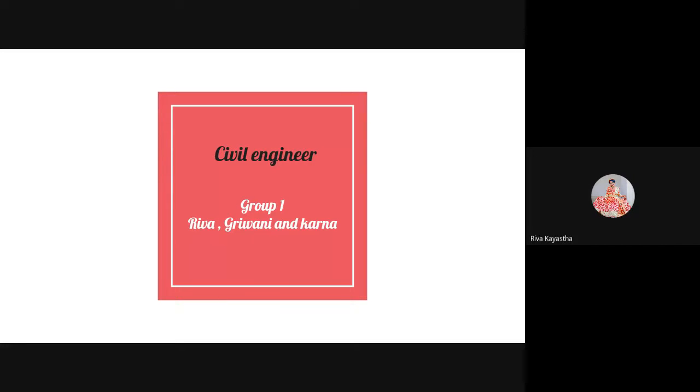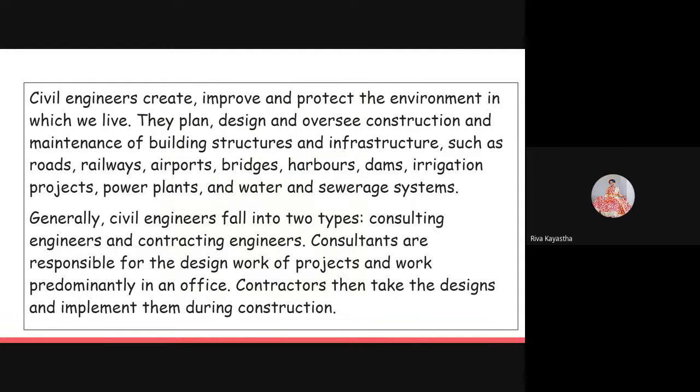Today we, Group 1, Riva Grivani Aikorna, are going to present a PPT about civil engineers. Civil engineers create, improve, and protect the environment in which we live. They plan, design and oversee construction and maintenance of building structures and infrastructure such as roads, railways, airports, bridges, harbors, dams, irrigation projects, power plants and water and sewage systems. Generally, civil engineers fall into two types: consulting engineers and constructing engineers.